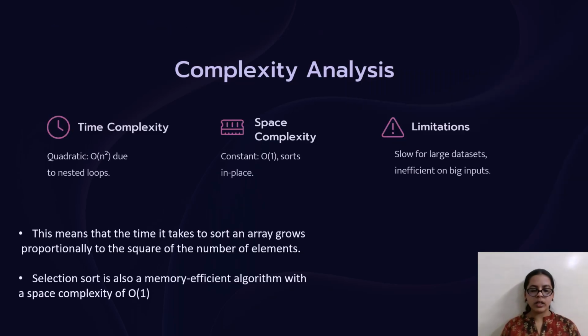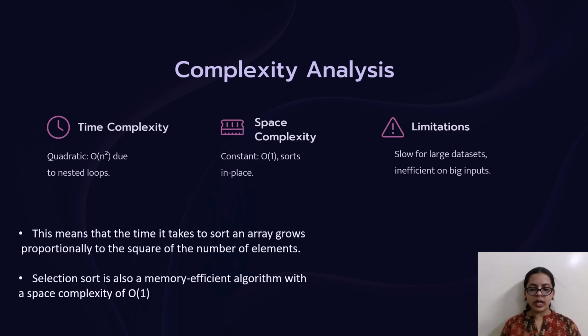Complexity analysis. Best case, big O of n square, even if the array is already sorted, selection sort still compares every pair. Average case, big O of n square, it always goes through all the comparisons regardless of order. And worst case is again big O of n square, that is the same number of comparisons for a reverse sorted array.